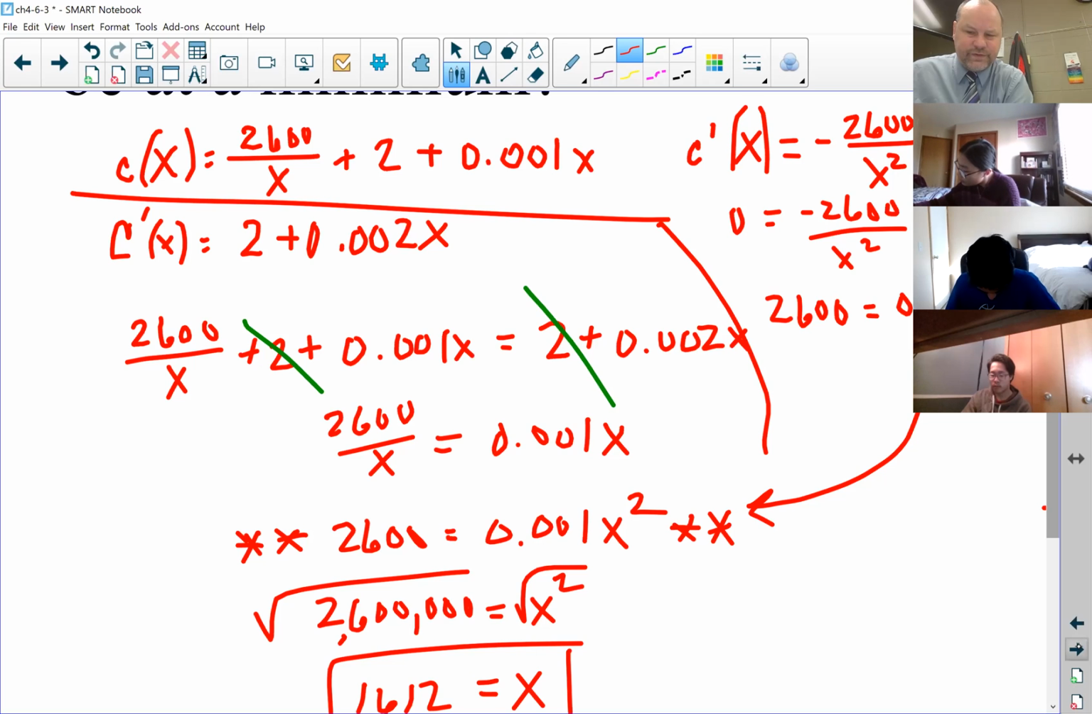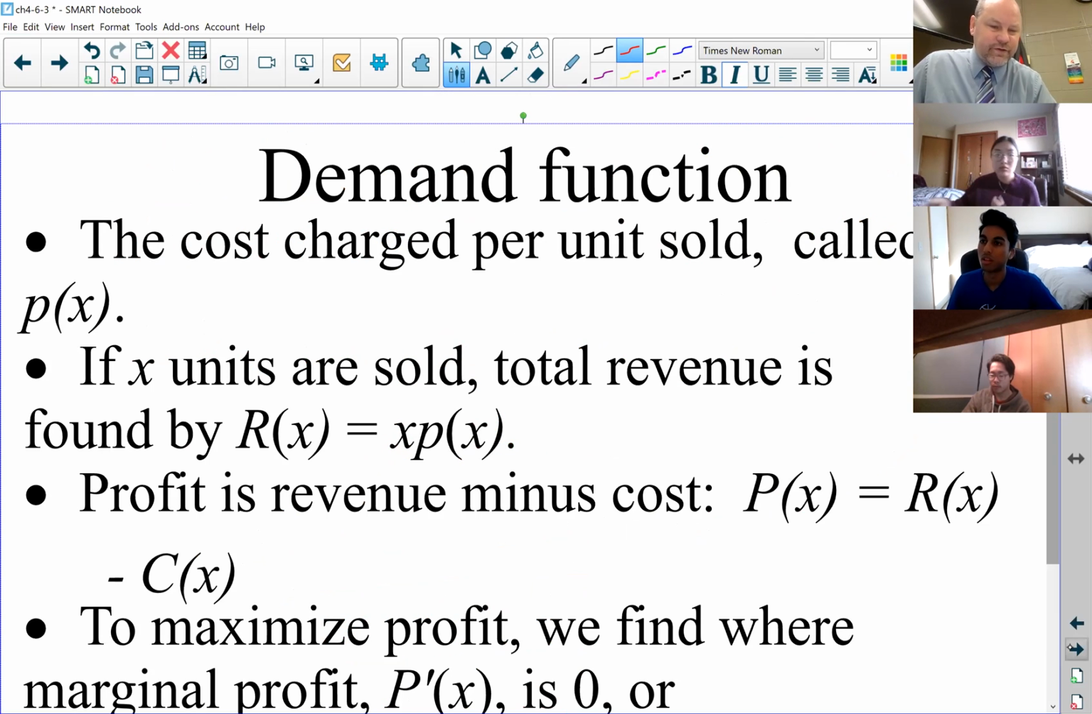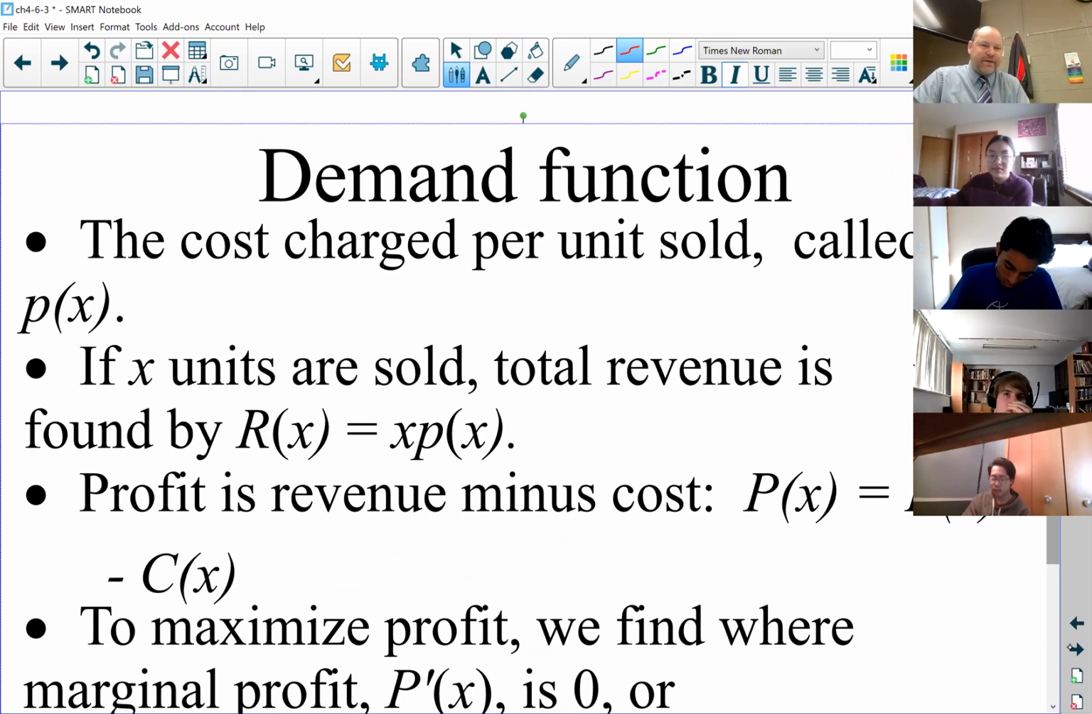All right, next. So the other kind of big idea in economics is demand. And so if we have a demand function, that's the cost that we charge per unit that we sell. And that is denoted by P of X.